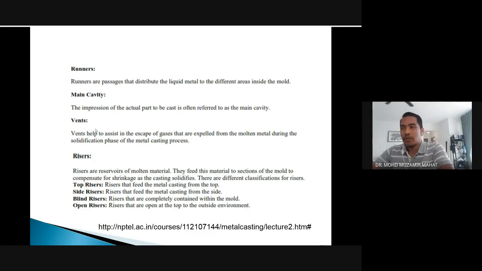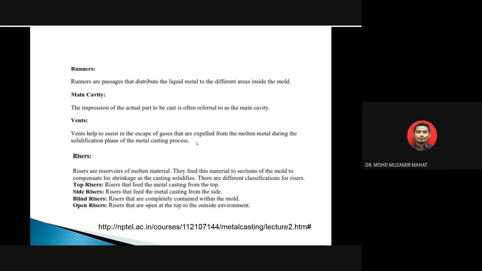The main cavity, we have another main cavity. The impression of the actual part to be cast is often referred to as the main cavity. This is the main cavity, the meaning of the main cavity. Vents. Vents help to assist in the escape of gases that are expelled from the molten metal during the solidification phases of the metal casting process.